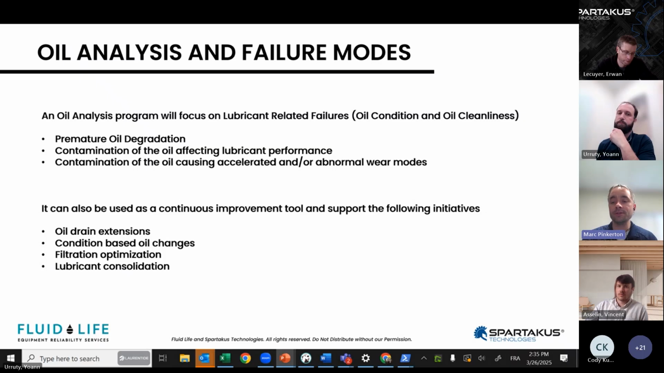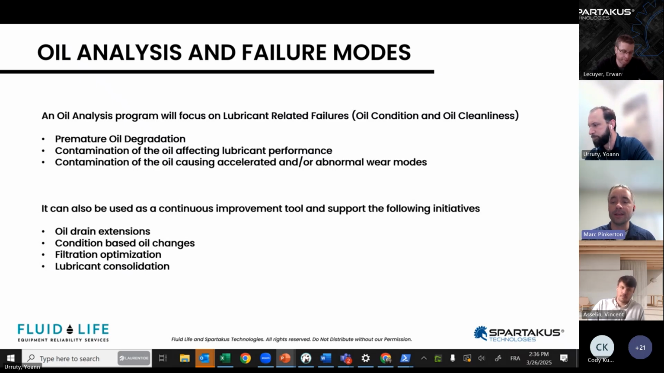There are other applications for oil analysis too. Again, it depends what your goals are. Some continuous improvement based goals you might have: let's say you drain your oils all the time and you notice that it's still a nice golden brown color. There's no smell. It's not dark brown or black. So you ask yourself, can I extend my calendar based oil drains? And yes, oil analysis can help you support that. You can change to condition based oil changes too.